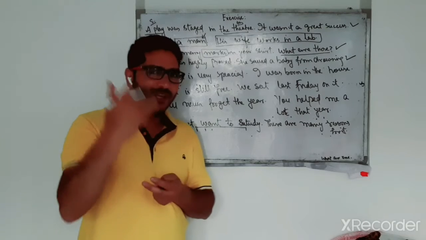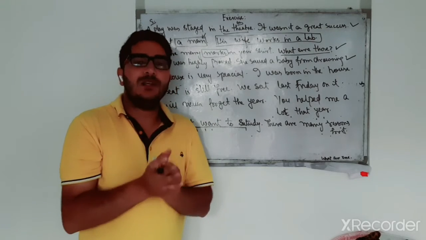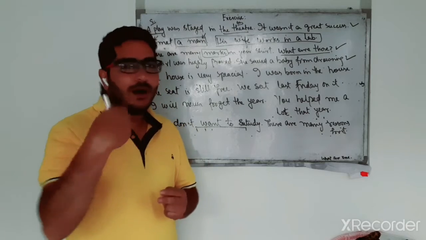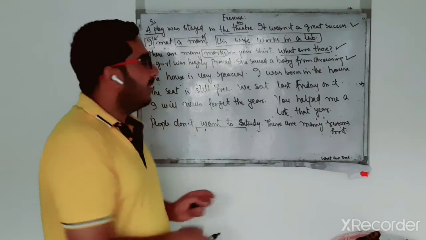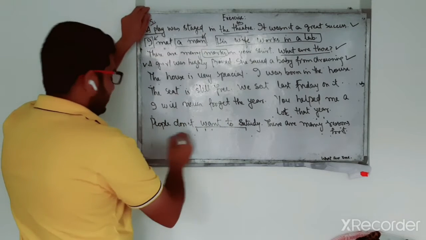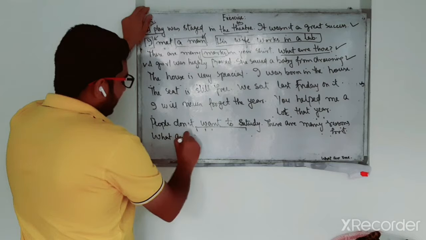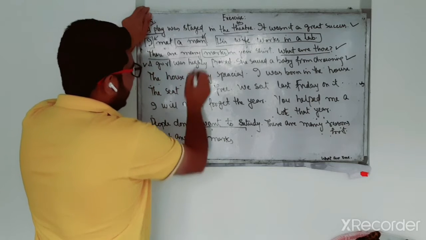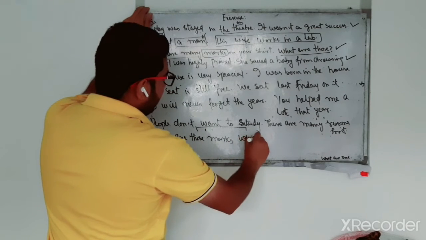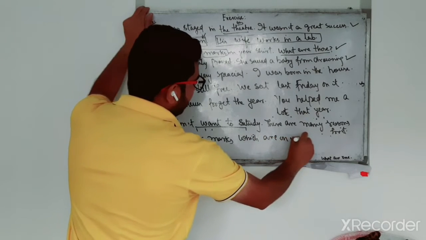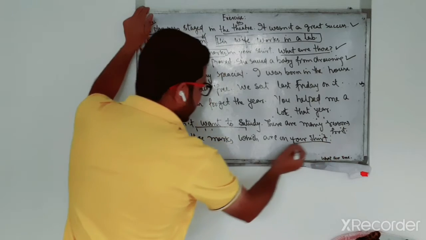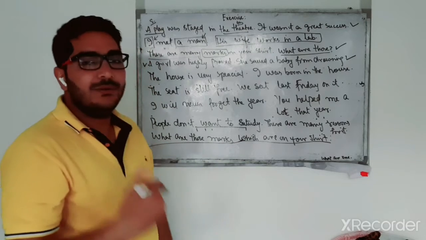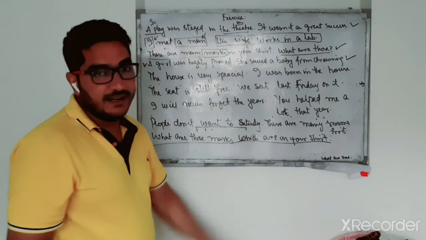So how would we change it? Can you guess? Can you pause this video and write it down? Can you try to change it? After writing, you match yours with mine. See how we are going to change it. We shall write, what are those marks? We'll change this one into a relative clause. What are those marks which are on your shirt? So it became a relative clause. So it is a sentence which contains a relative clause.